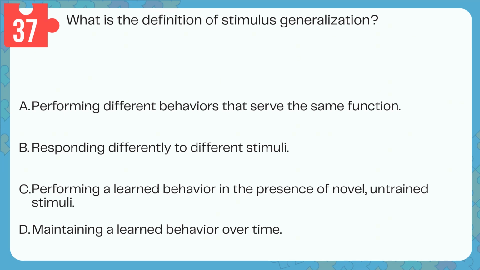Question 37. What is the definition of stimulus generalization? A, performing different behaviors that serve the same function. B, responding differently to different stimuli. C, performing a learned behavior in the presence of novel, untrained stimuli. D, maintaining a learned behavior over time.